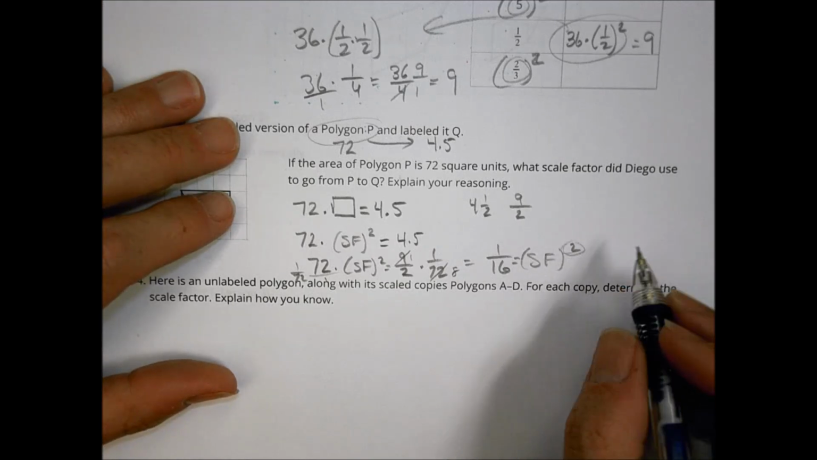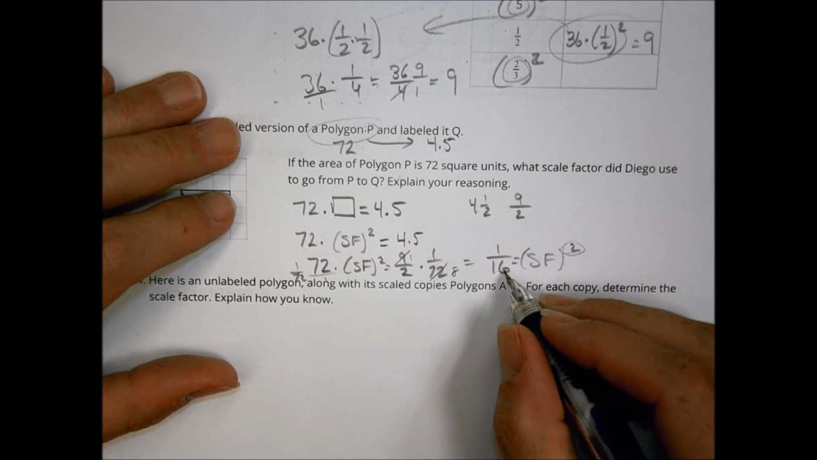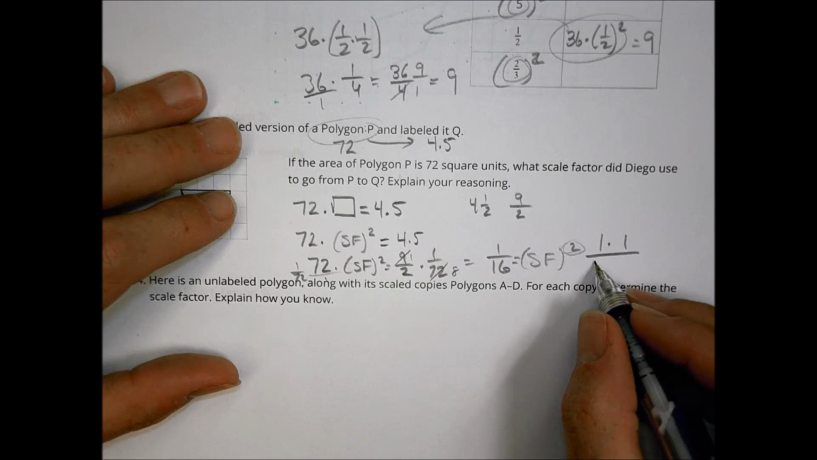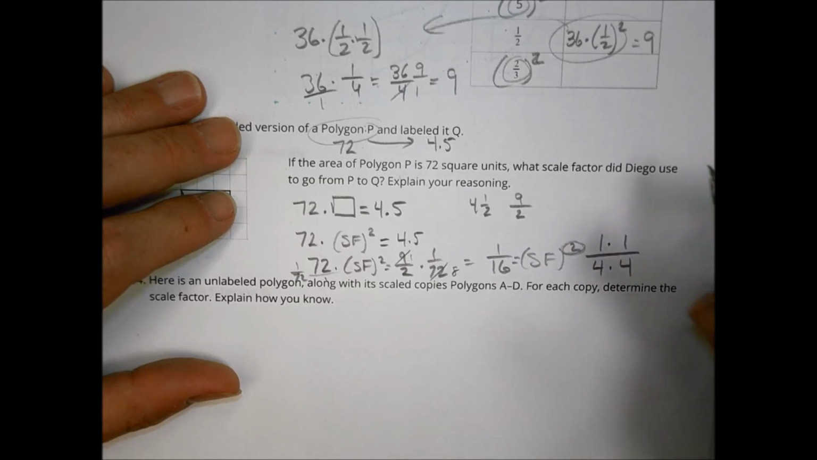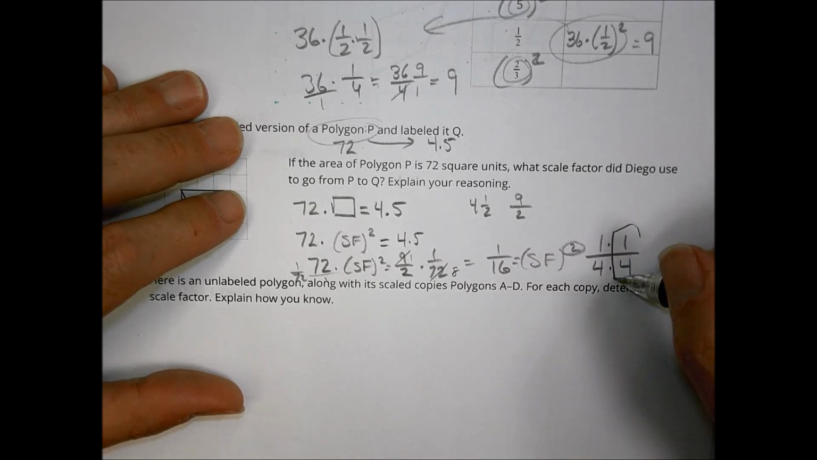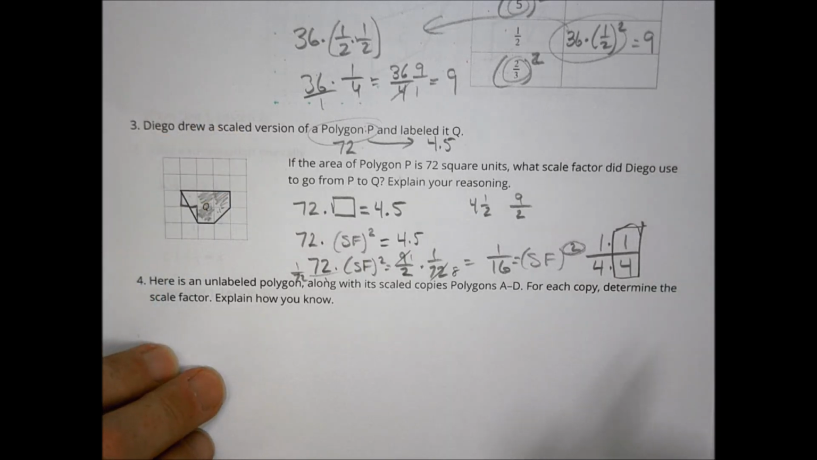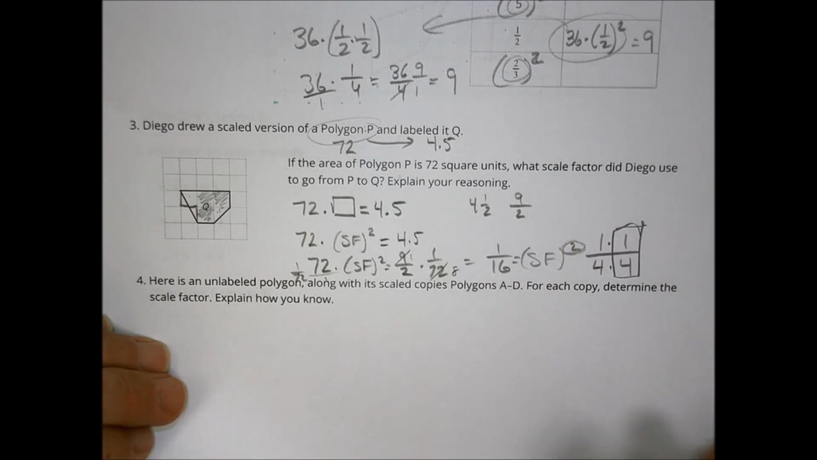So I have to think to myself, what two numbers can I multiply together to get 16? Well, I could do 1 times 1 to get 1, but I can also do 4 times 4 to get 16. That's what squaring means, right? So my scale factor will just be one of those, and so my scale factor ends up being 1/4 for what Diego did here.